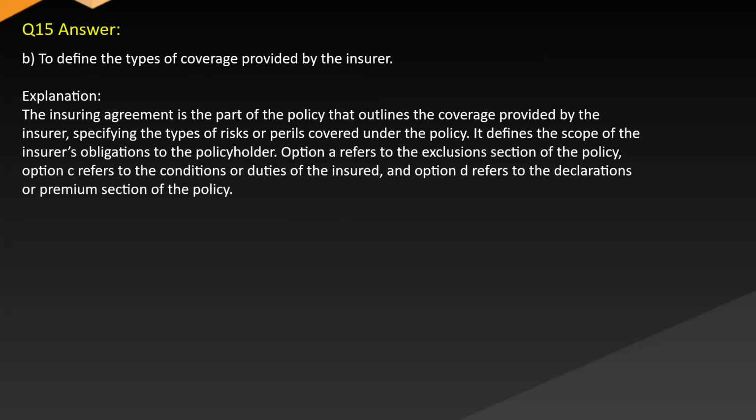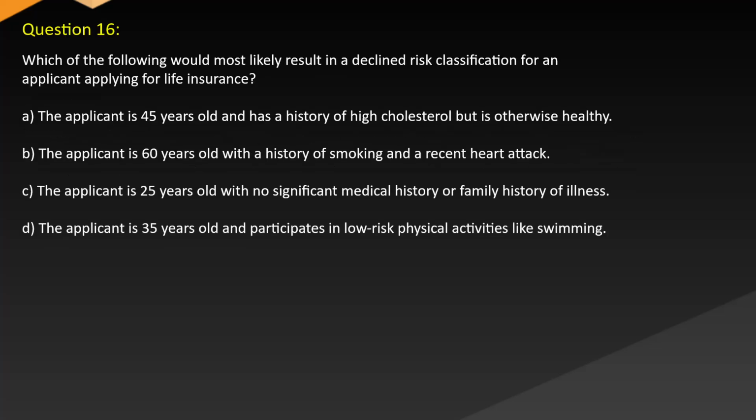Answer: B. To define the types of coverage provided by the insurer. Explanation: the insuring agreement is the part of the policy that outlines the coverage provided by the insurer, specifying the types of risks or perils covered under the policy. It defines the scope of the insurer's obligations to the policyholder. Option A refers to the exclusions section of the policy. Option C refers to the conditions or duties of the insured, and option D refers to the declarations or premium section of the policy.